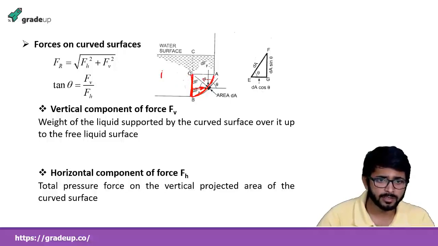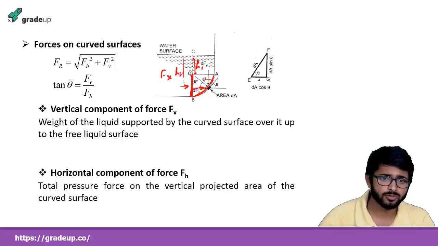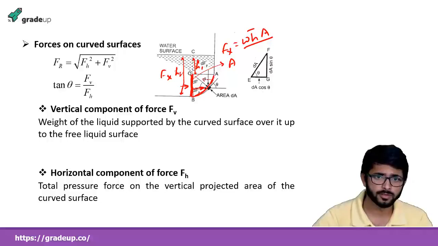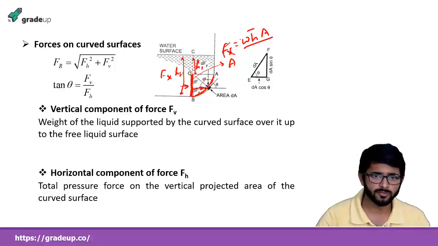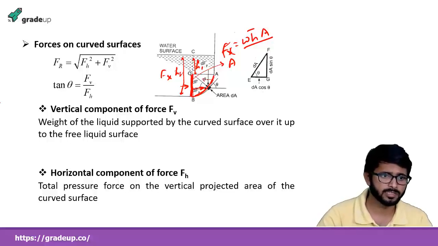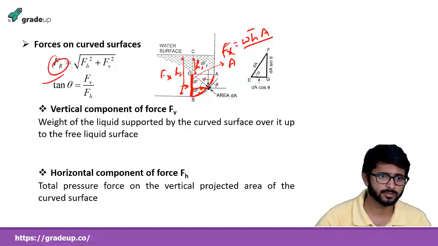So we have to find the Fx which is acting here. It is at the distance h1 and h2 downward here. Similarly, we can find Fx by the formula omega h bar into A. A is the projected area of the curved surface. Here, it is the area of this projected curved surface. So this is how we can find the horizontal force. After finding the horizontal and vertical force, we can find the resultant force here.